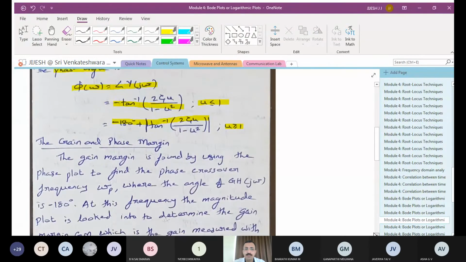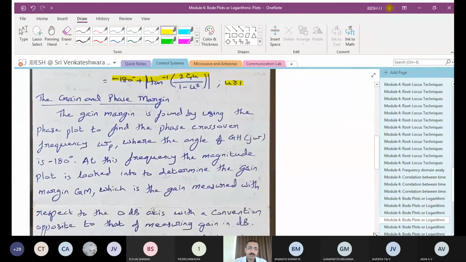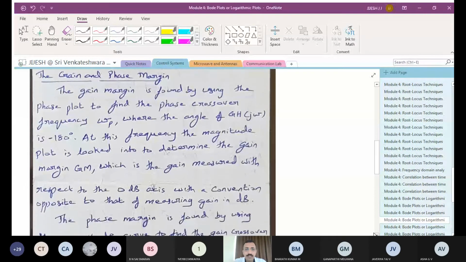In Bode plot, this concept is very important for you to understand. That is called the gain and phase margin. So the gain and phase margin is very important, and let us discuss it. Before that, I want to know whether there is any doubt about the previous things we have discussed. Please go through those things.